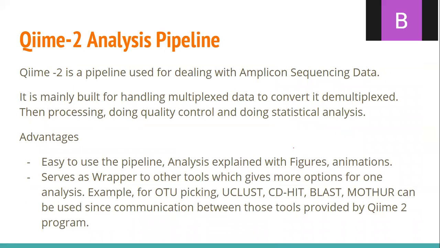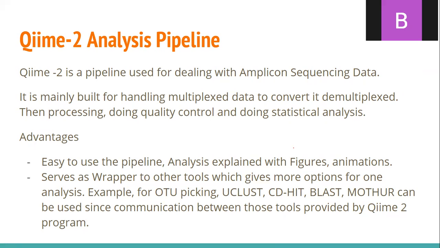Okay, what is the Qiime-2 analysis pipeline? I have used Qiime-2, but what is it? It is a program, a pipeline used for dealing with amplicon sequencing data analysis. It's actually a wrapper program for a lot of plugins required for the analysis. It is used mostly for diversity analysis, and I have also used it for diversity analysis in my research.